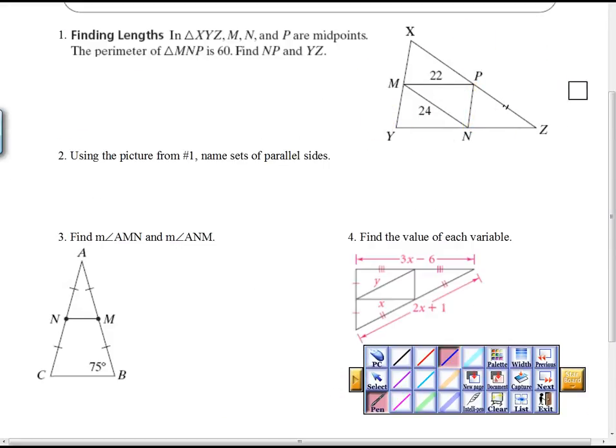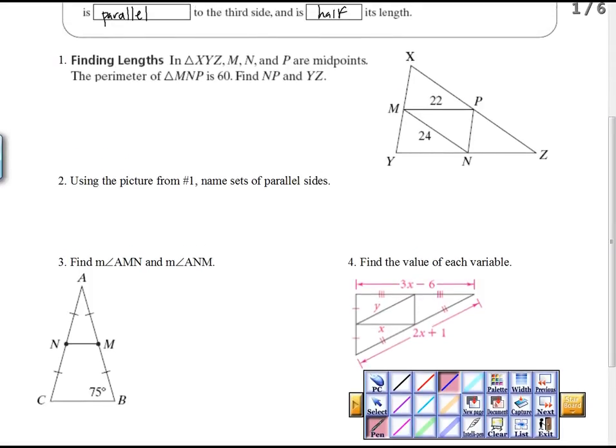Alright, so let's jump into example 1. So we're going to find some missing lengths. In triangle XYZ, which is my entire triangle, M, N, and P are the midpoints. The perimeter of my small triangle is 60. Find NP, so I want to find this measurement here, and YZ.